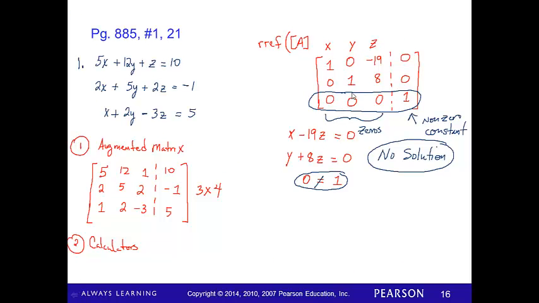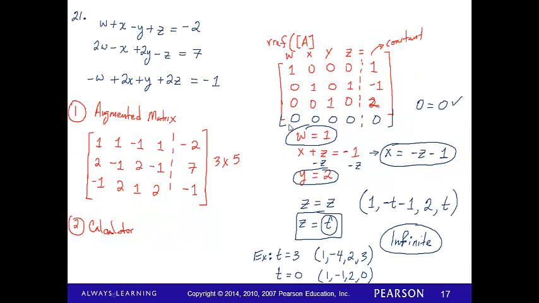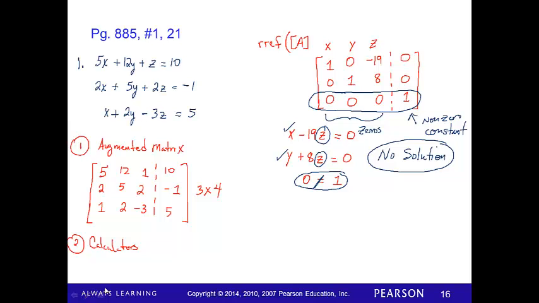Notice for this solution, the last row has zeros on the left and a non-zero constant on the right. So that told us that 0 equals 1, which wasn't possible, so it's no solution. Now, even though the first and second equations were written in terms of z, we didn't have a value for z. Therefore, it was a no solution. And let's go forward. For this problem, I'm going to, where's my red? Oops.